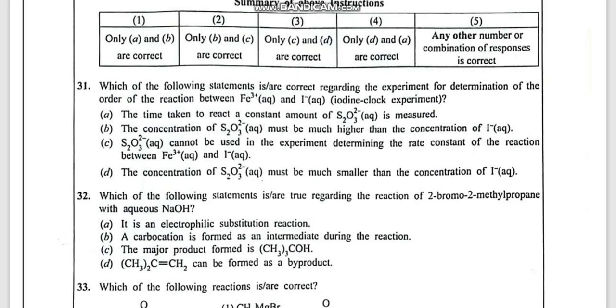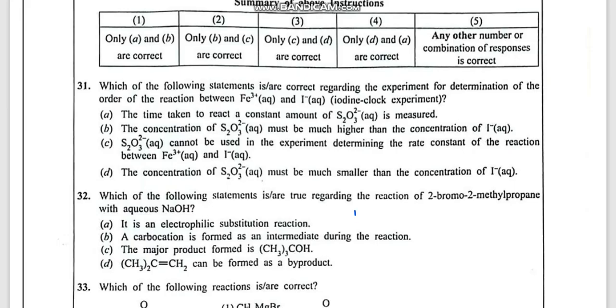So here I am continuing the 2024 A-Level Chemistry MCQ discussion from question number 31. Which of the following statements is correct regarding the experiment for determination of the order of the reaction between Fe3+ and I−? We call this the iodine clock experiment. I know this is not actually discussed in many schools or classes, so when I was doing this question also it was very challenging for me. You can find the detailed explanation for this experiment in your chemistry practical handbook, iodine clock experiment.